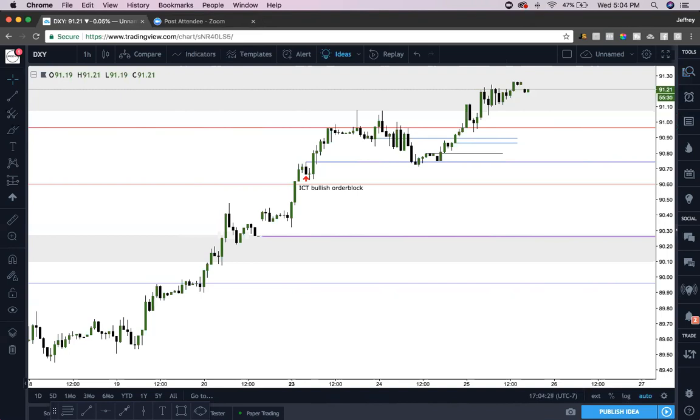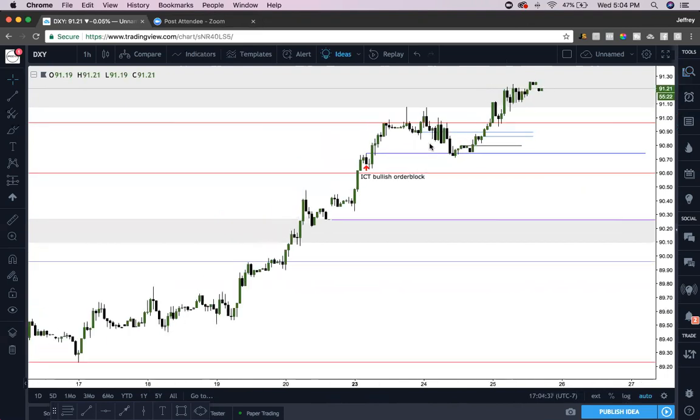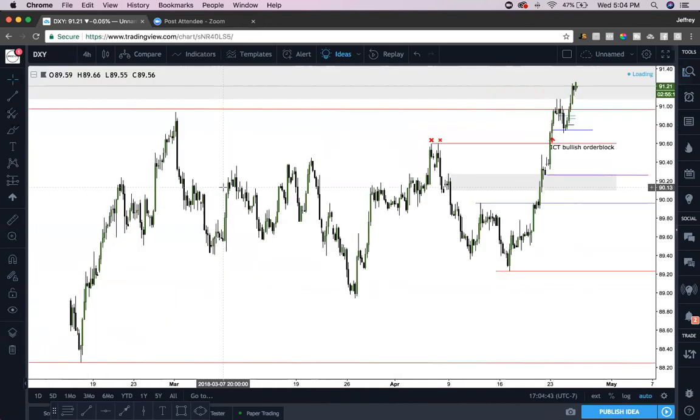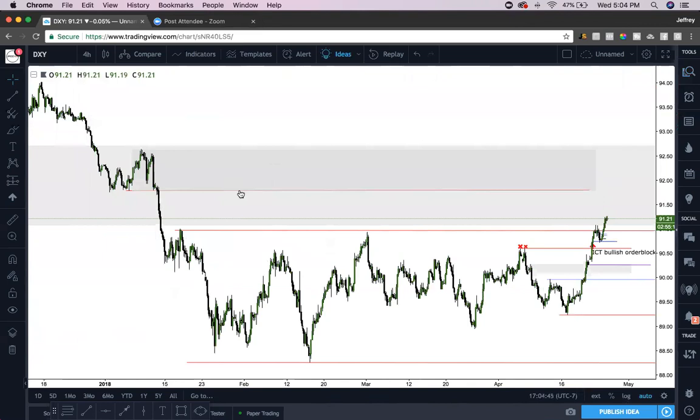So, in terms of what I'm looking for in the charts, still expecting dollar index to go up to 92. So, still looking for higher prices in the dollar index. And with that being said, I'm still looking for weaker prices in Euro and cable, so Euro USD and GBP USD. Let me take a look at those real quick.